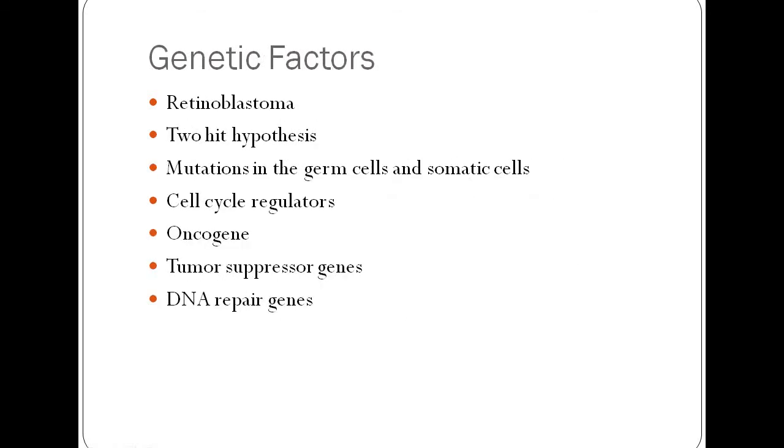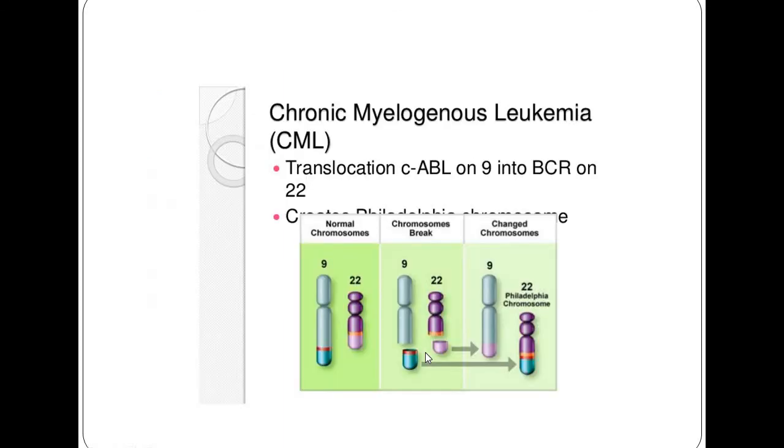And then the genetic factors. When a mutation occurs in a somatic cell, it doesn't get transferred to the next generation. But if the mutation occurs in the germ cells, then the cancer will be transferred to the next generation, or the daughter cells will be affected. Retinoblastoma is one example of this, and we can also study genetic factors in the two-hit hypothesis. Genetic factors are known to cause mutations in all three of these: oncogenes, tumor suppressor genes, and DNA repair genes.